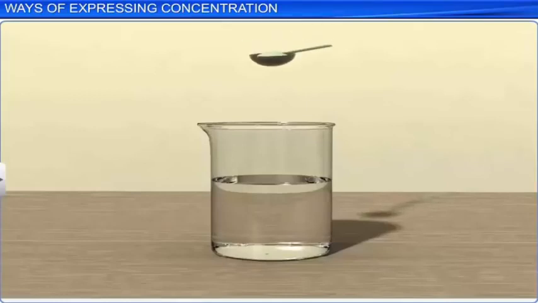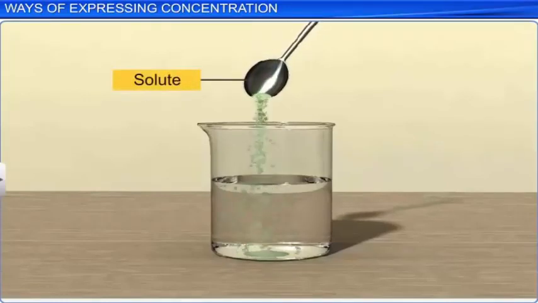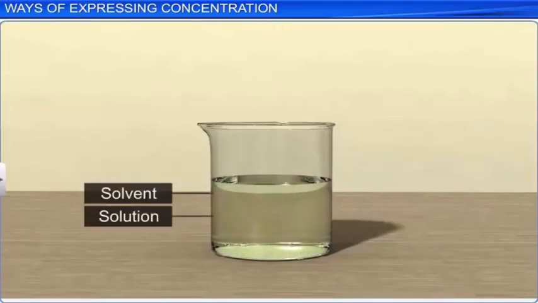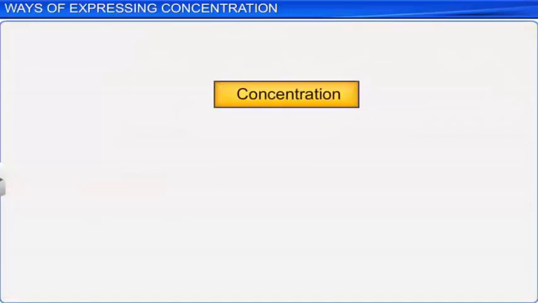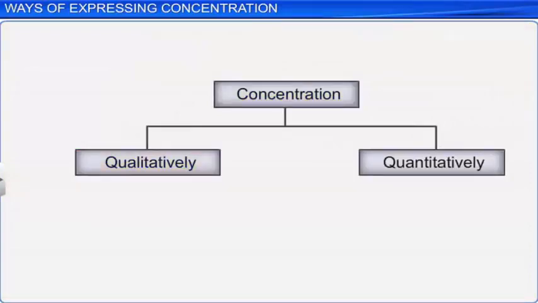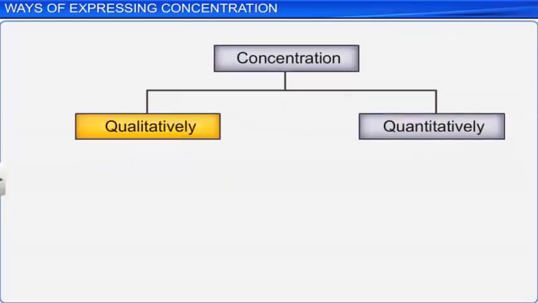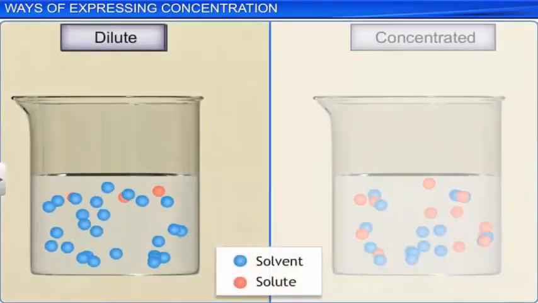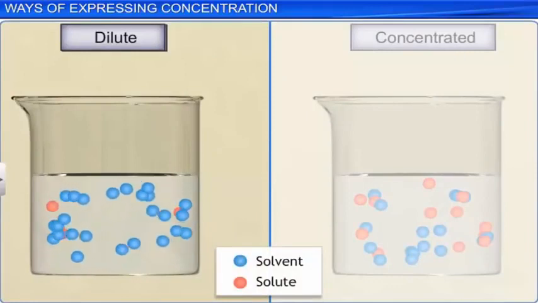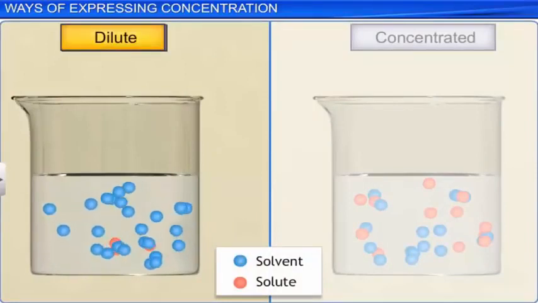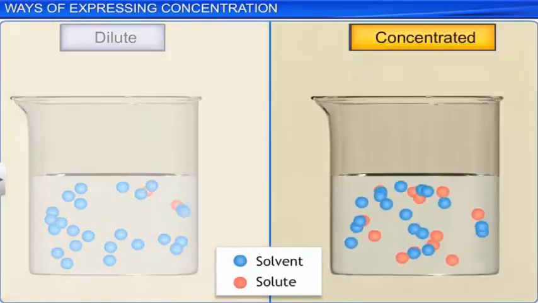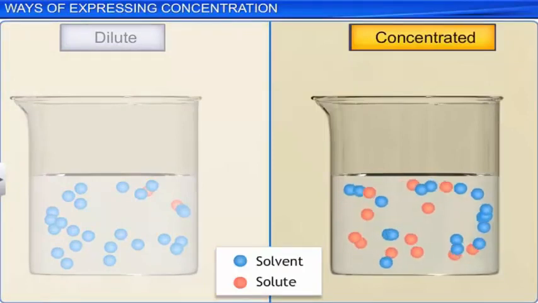The concentration of a solution is defined as the amount of solute present in a known amount of solvent or solution. Concentration can be expressed qualitatively as well as quantitatively. Qualitatively, we describe a solution as either dilute or concentrated. When a solution contains a small proportion of solute relative to the solvent, we call it a dilute solution. On the other hand, a concentrated solution contains a large proportion of solute relative to the solvent.